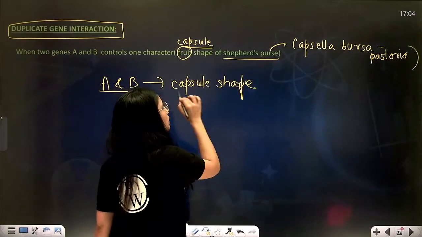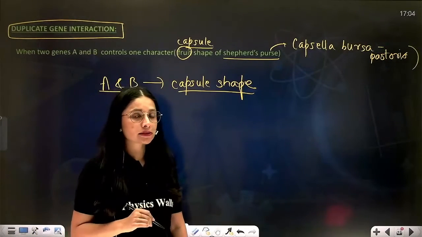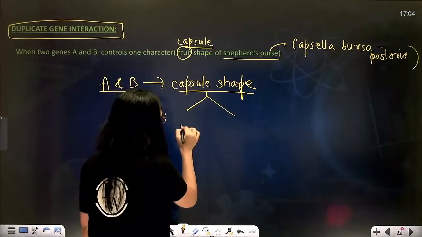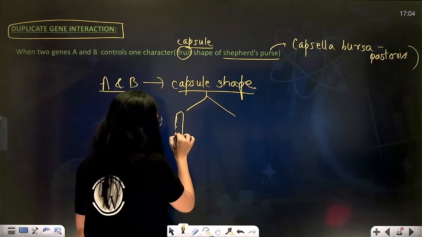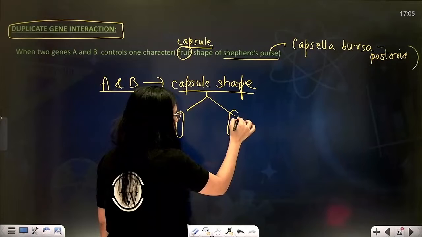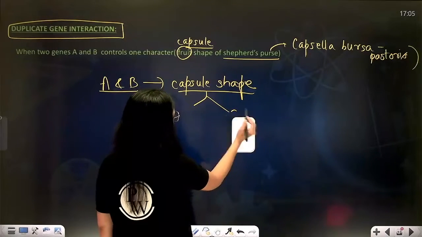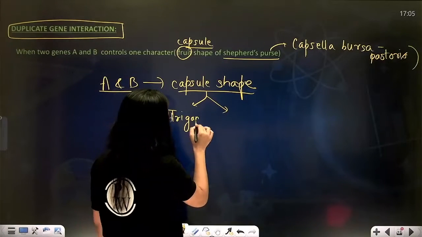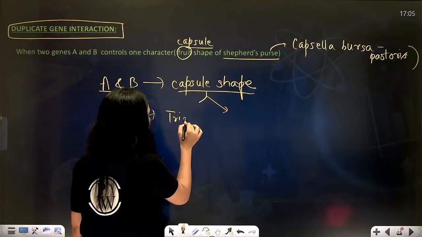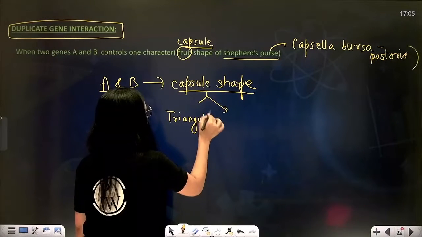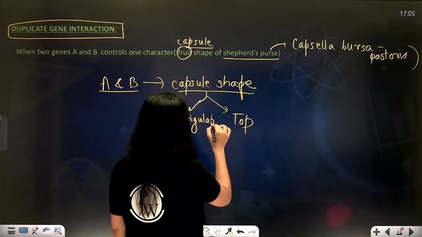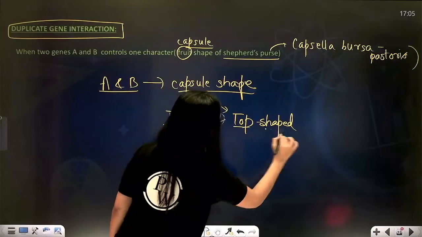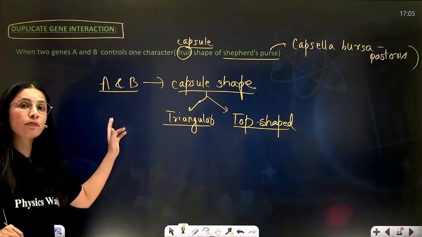Now, if you check this shepherd's purse, beta, then in shepherd's purse, there are two shapes of capsule. Some are triangular shaped and some are top shaped capsule. So the shape is controlled by two genes.